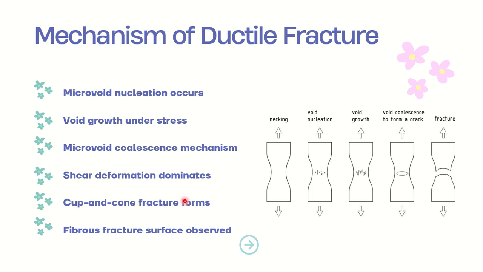We call the ductile fracture an open cone fracture. These are fibrous fracture surfaces. We will see this in the next slide. Mostly the ductile fracture will show as a fibrous fracture. Here shear deformation dominates. These are the mechanism of ductile fracture.